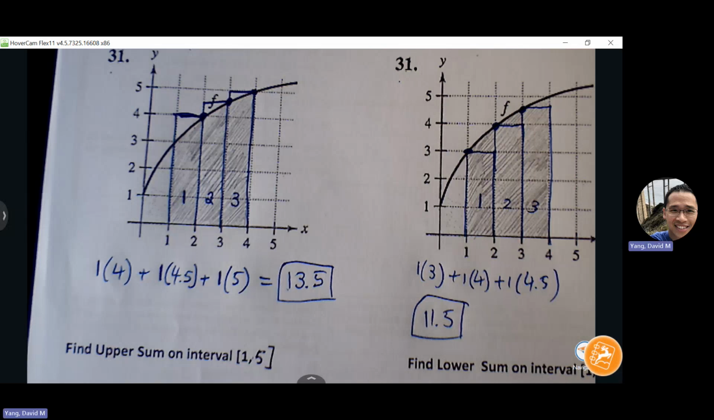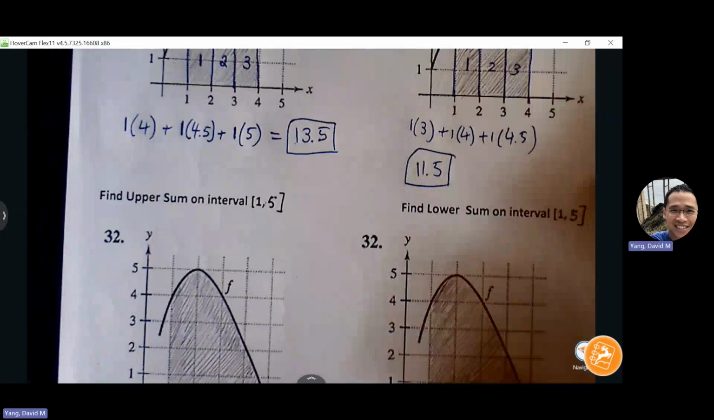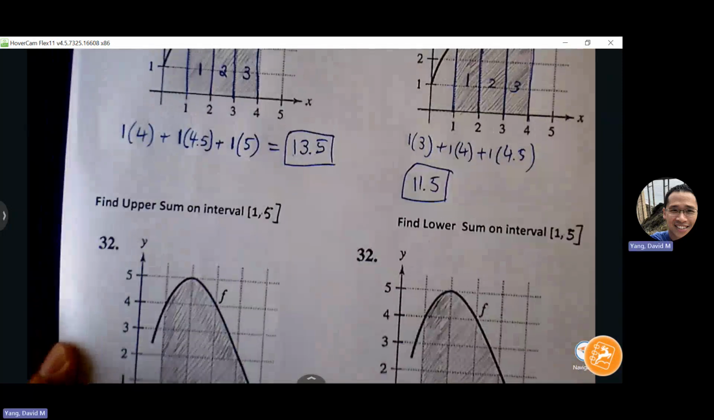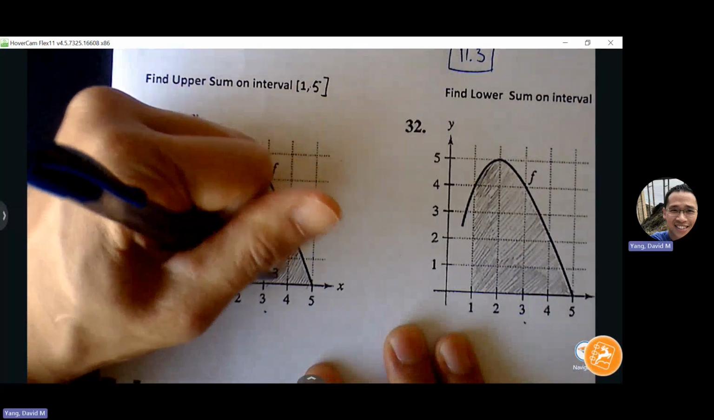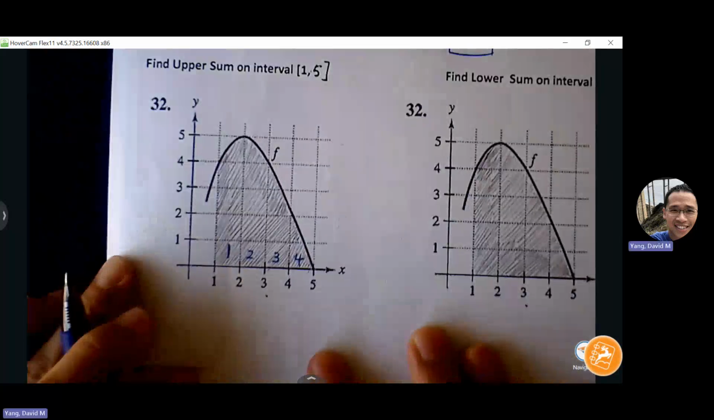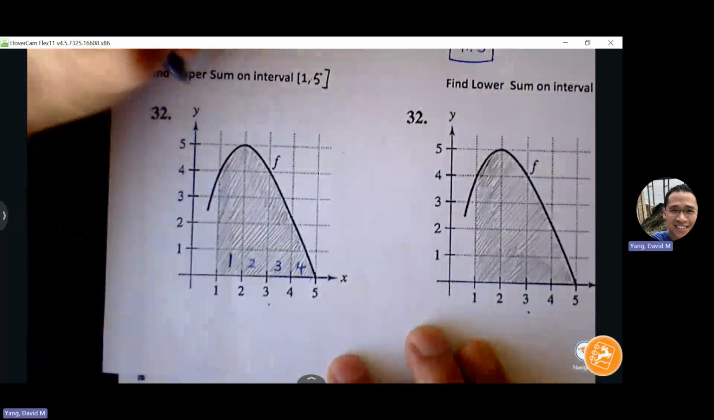Okay, let's see if we can finish up 32, upper sum and lower sum. Upper sum between 1 and 5. So I have region 1, 2, 3, and 4. So I have 4 regions here. Width is 1.